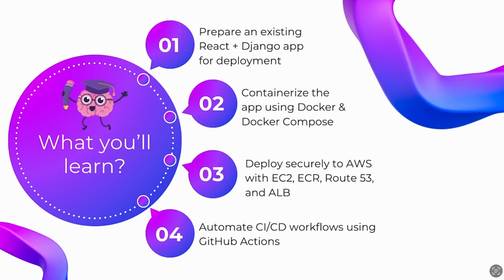I've divided the whole project into two parts. I already have an existing React and Django app for deployment. I'm going to containerize the app using Docker and Docker Compose. For the initial deployment, we are going to use the local terminal. And after the successful initial deployment using local build and SSH to EC2, we will go ahead and automate the deployment using a CI/CD workflow with GitHub Actions.